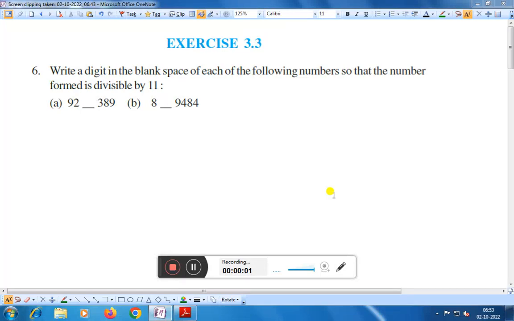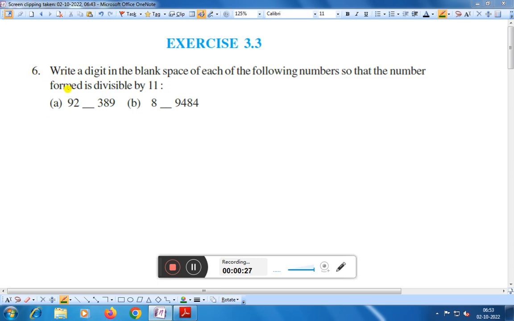Hello friends, today we shall discuss exercise 3.3 question number 6. Write a digit in the blank space of each of the following numbers so that the number formed is divisible by 11. Right? First of all, we know the divisibility rule of 11. We will use the property of divisibility of 11.